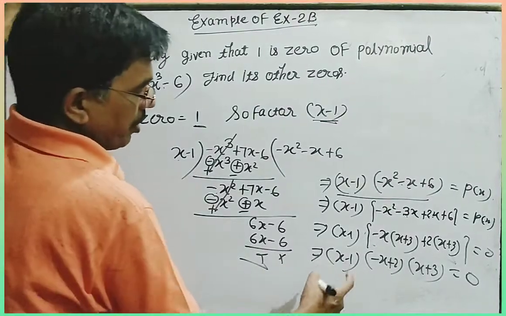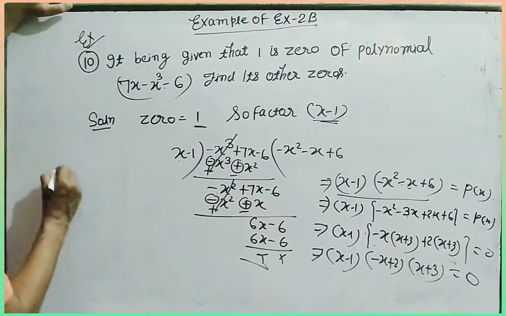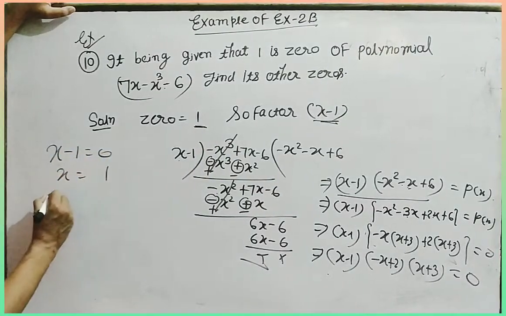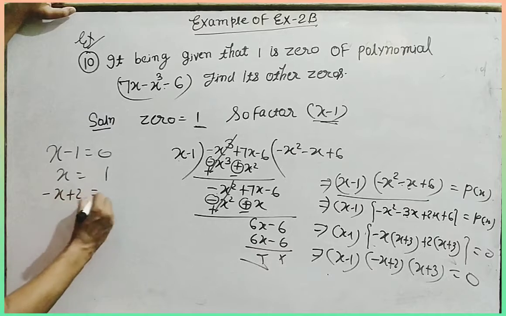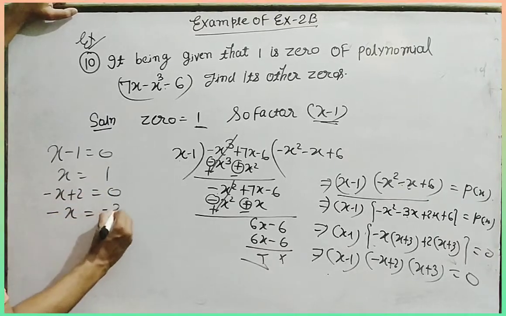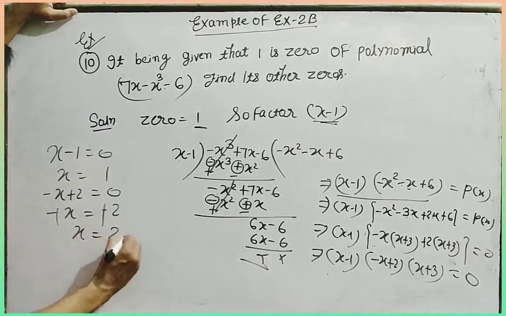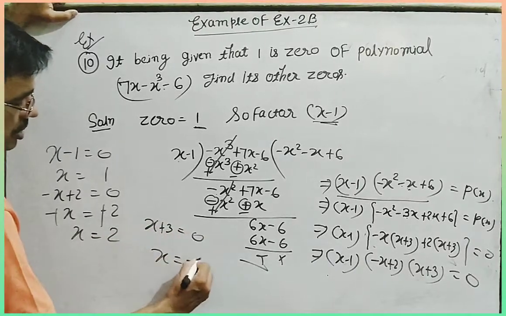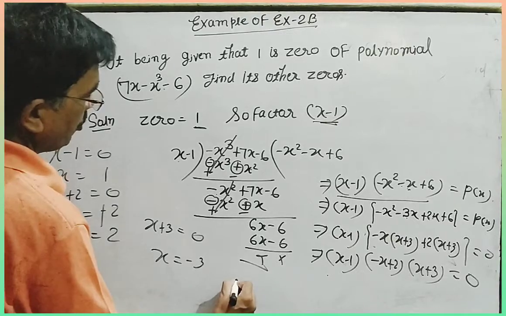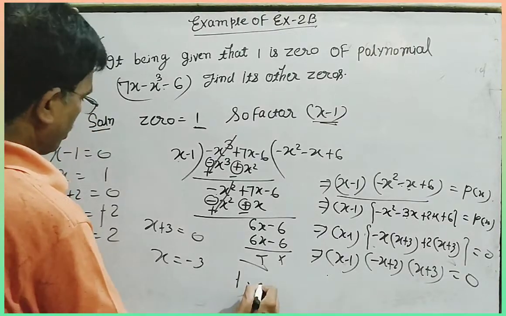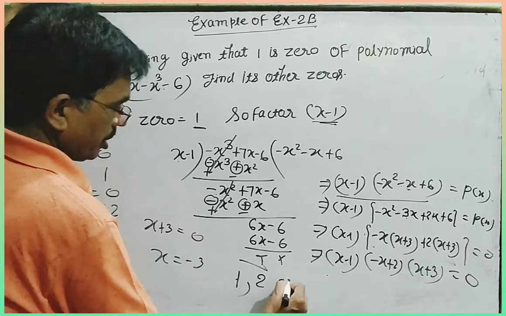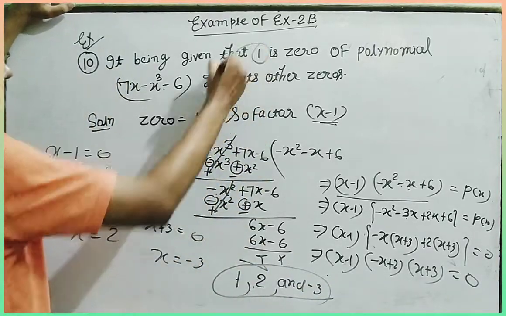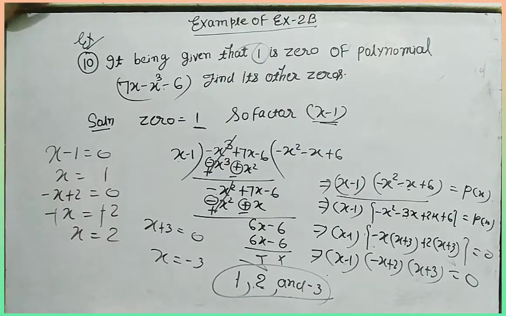So how many solutions do you have? You get x minus 1 is equal to 0, then x is equal to 1. Next, minus x plus 2 is equal to 0, then minus x is equal to minus 2, then x is equal to 2. And third, x plus 3 is equal to 0, then x is equal to minus 3. So zeros are 1, 2 and minus 3. There are 3 zeros, 1 zero is given, and the 2 other zeros are 2 and minus 3.